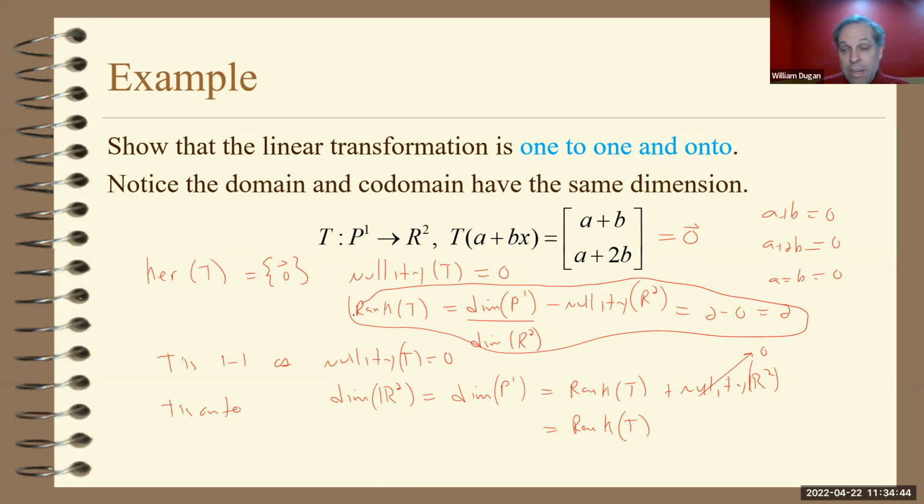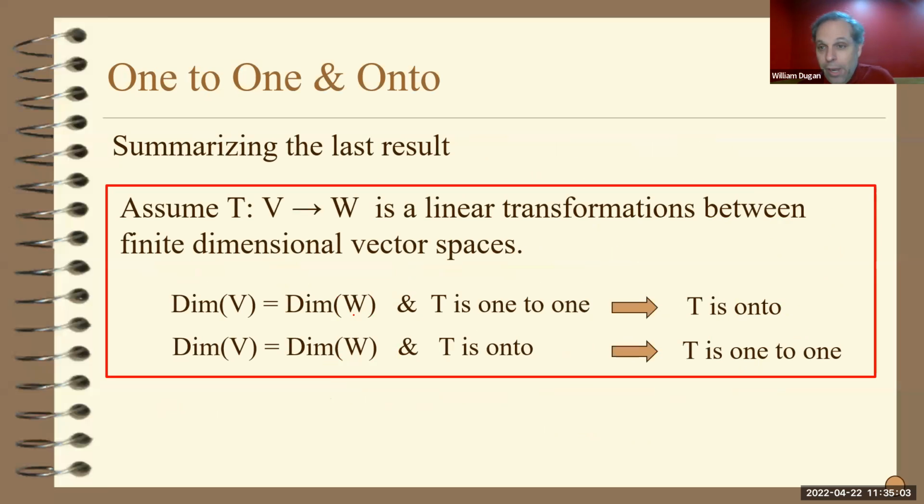Because the minute the dimensions of the two spaces V and W, of the domain and the codomain, are the same, and the nullity is 0, instantly the thing had to be onto. That is a very neat little argument, which is really useful. So we're going to write it down.